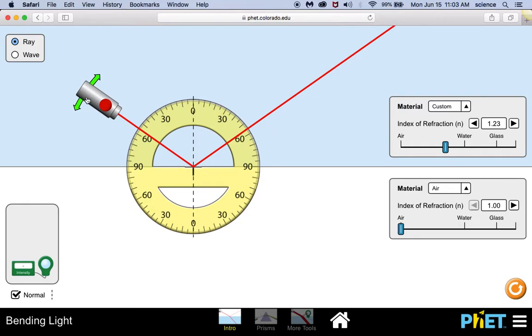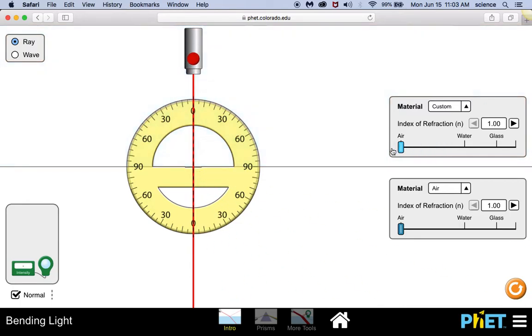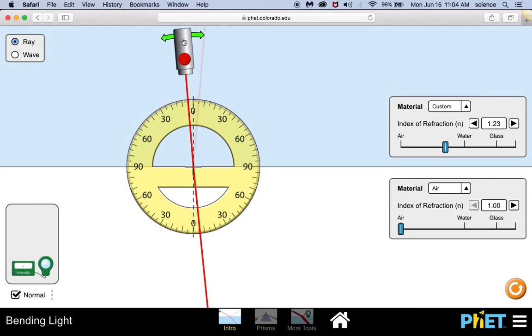So if I start off up here and I make them both air, well, that's probably not a good way to do it. So I can start off at 1.25 right here.